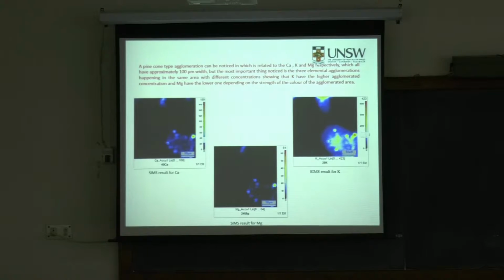But the most important thing to notice is the three-element agglomeration happening in the same area. So when you are putting fly ash in the epoxy, it can be seen that these three elements, calcium, magnesium, and potassium, show highly agglomerated, with different concentrations, whereas potassium, K, has the highest agglomerated concentration, and magnesium has the lower ones.